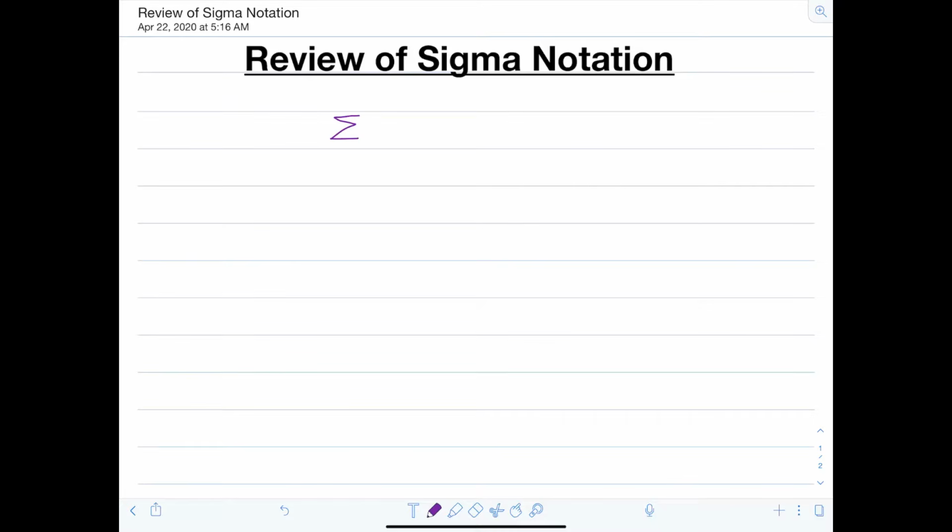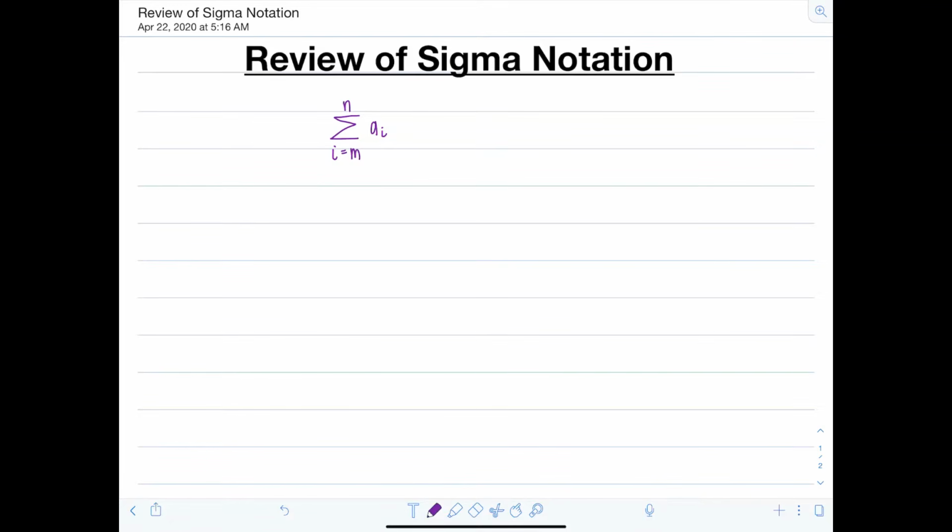And you can write a sum. This number at the bottom, i equals m, tells us where to start our sum. The sigma means add things up, sum it up, and then the number at the top, n, tells us where to stop. All right? And then typically we denote the general term as a sub i.